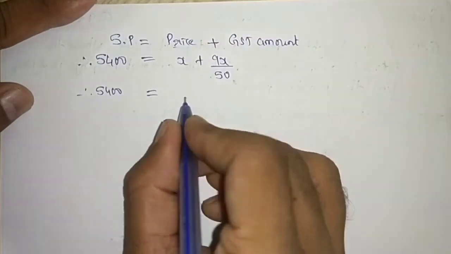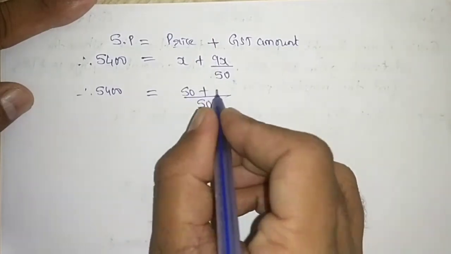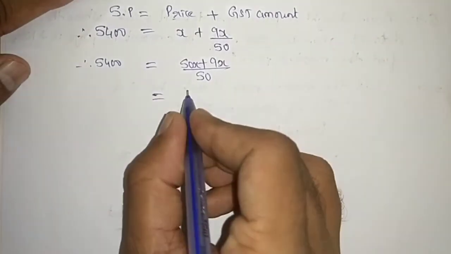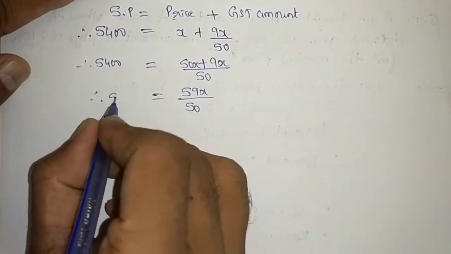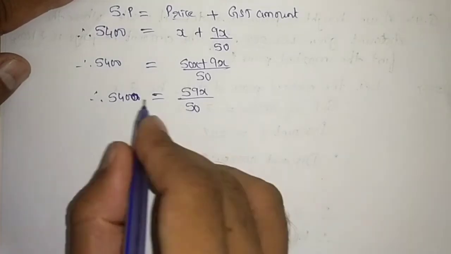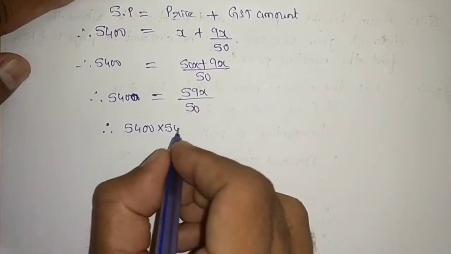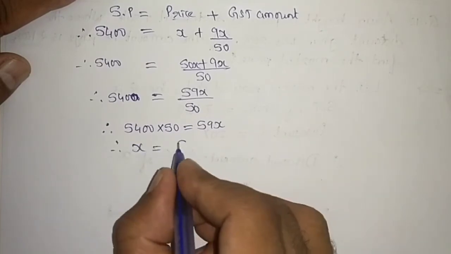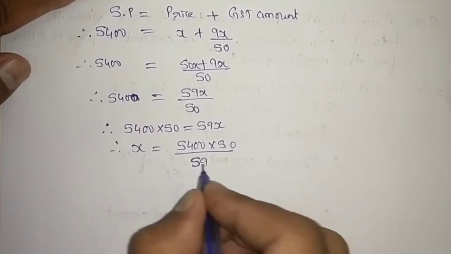So calculating over here, we will write 5400 is equal to, LCM is 50, 50 ones will be 50x plus 9x, we'll get 59x divided by 50, equals 5400. Now taking 50 over here, we will get 5400 into 50 is equal to 59x. Therefore x will be 5400 into 50 divided by 59.